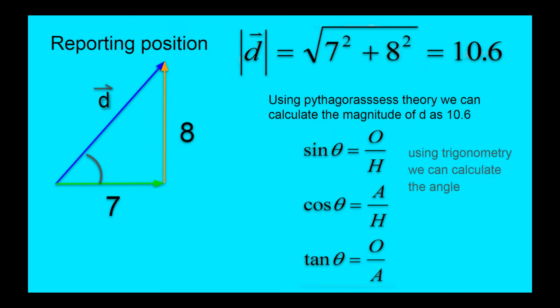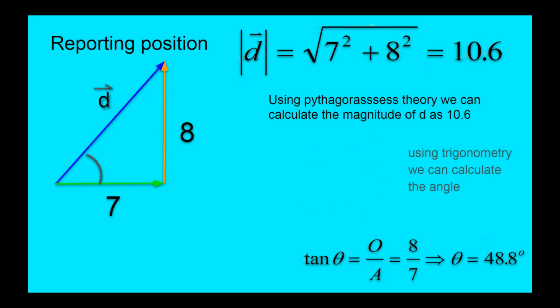But heck, you're home right now. Why not make sure you're ready for grade 12? So how do we get the angle? Well, tangent is opposite over adjacent, and we already have those two numbers. So if I took my calculator and plugged in 8 over 7, then hit the inverse function, it tells me 48.8 degrees. So that is our bearing or direction of our vector.